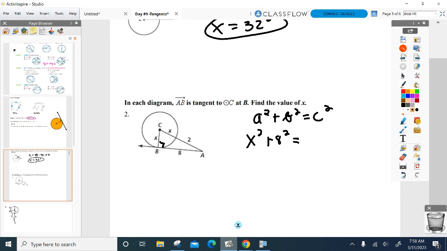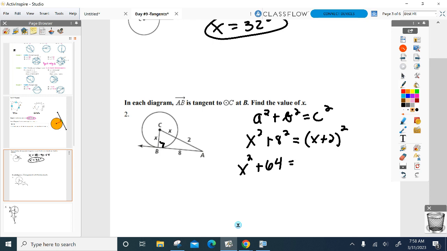Any help? 2 plus x. 2 plus, or I'm going to write x plus 2. Yeah, x plus 2 all squared. All right, I'll help you out. Here we go. X squared plus 64.